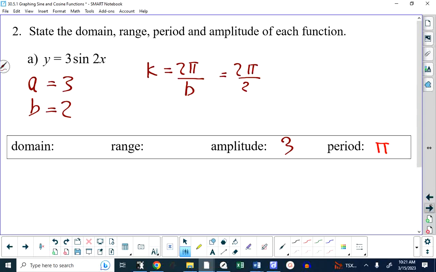I mean, it seems like we spent an awful lot of time for me to just teach you the amplitude is the number in front. But that's part of it. The range, -3 is less than or equal to y, which is less than or equal to 3. The domain, any real number. It's that quick and that simple.